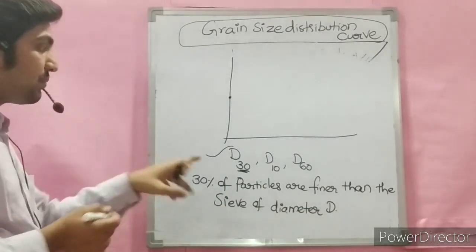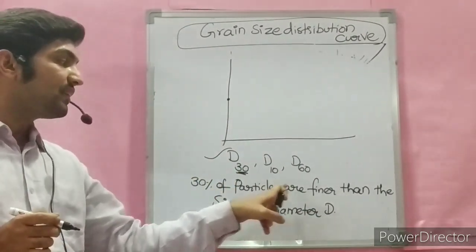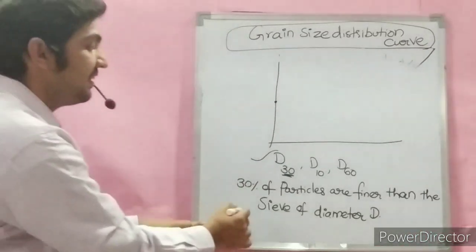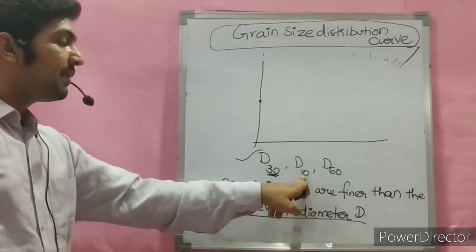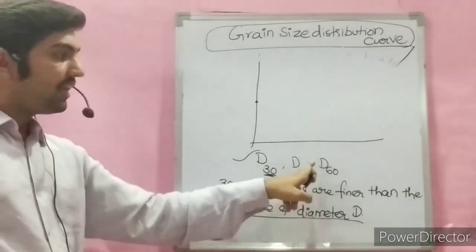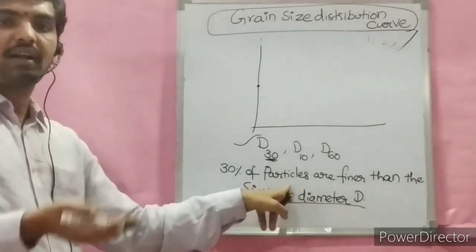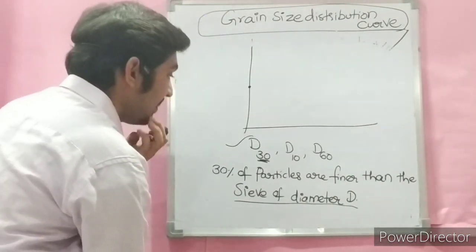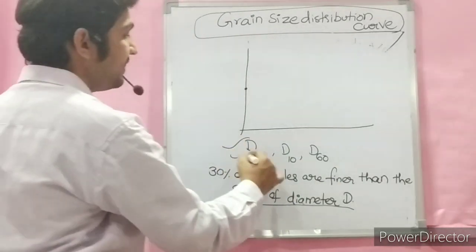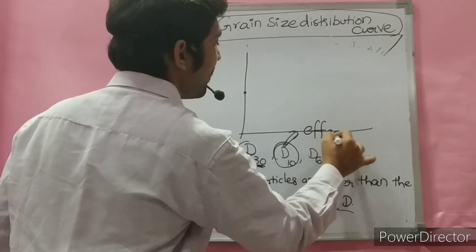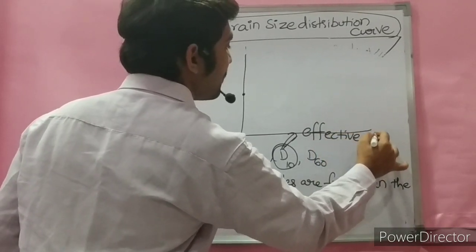But in textbooks, they say 30% of the particles are finer than this size. What does this size represent? The sieve of diameter D. D10 means 10% of the particles are finer than the sieve of diameter D. D60 means 60% of the particles are finer than the sieve of diameter D. That's what it represents. Among these three, D10 represents the effective size of the soil.